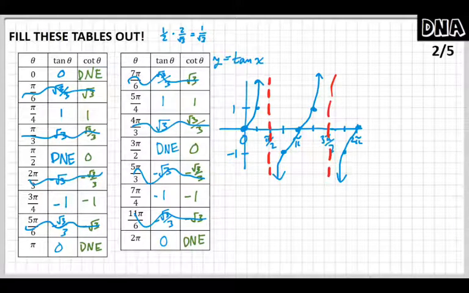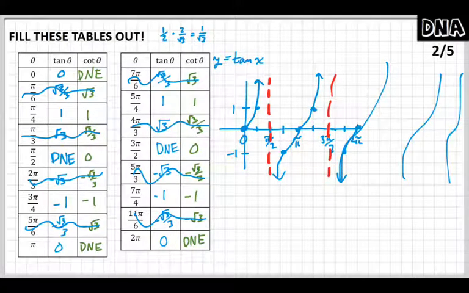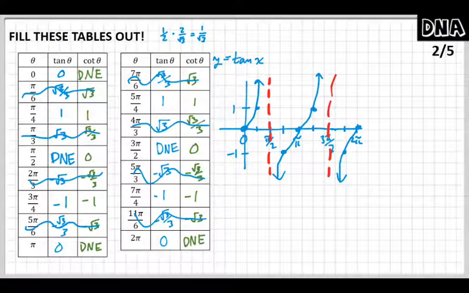What is the length from here to here? Because doesn't it start repeating itself? Like this is going to go like this, and then we're going to have another one like this, and another one, it just keeps repeating itself. What's the distance right here? It's pi. The period of the mother function for tangent is pi.